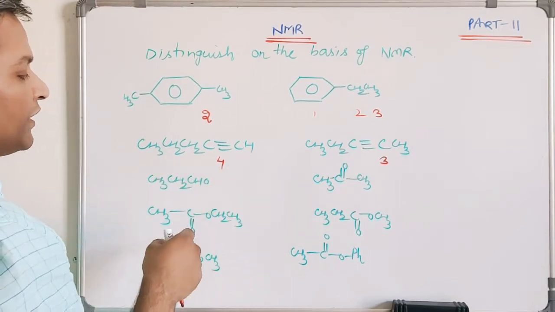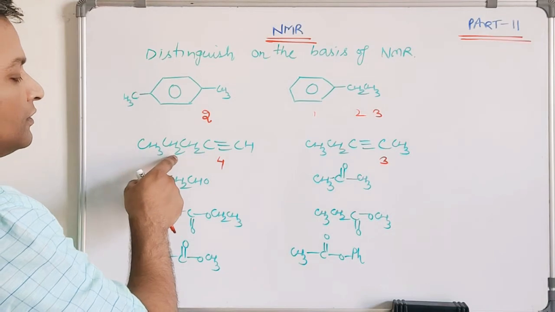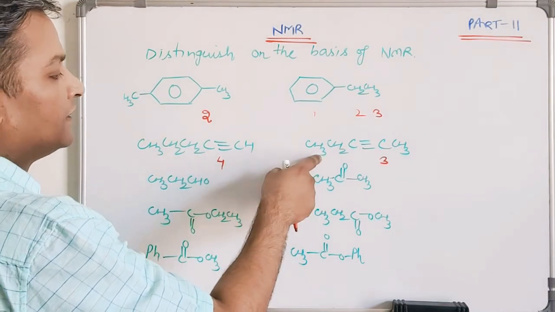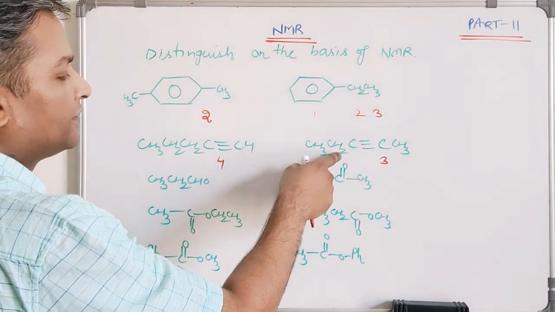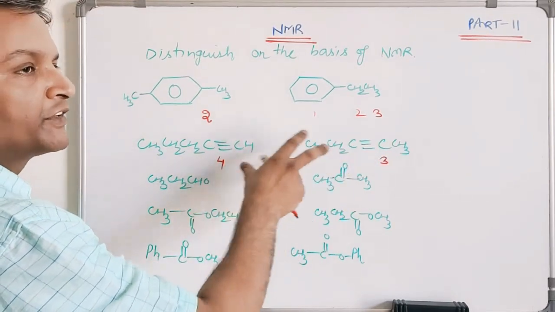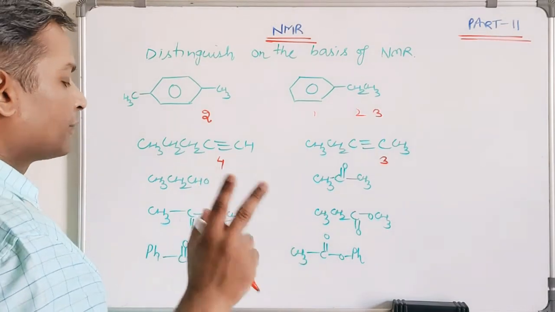And moving ahead, you will explain that it contains triplet, sextet, triplet, while the other shows singlet, triplet, quartet and singlet, and the peak patterns are also very distinguishable. So we can easily distinguish these two compounds on the basis of NMR spectroscopy.